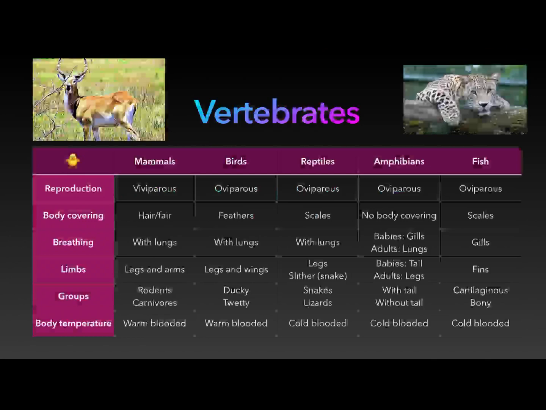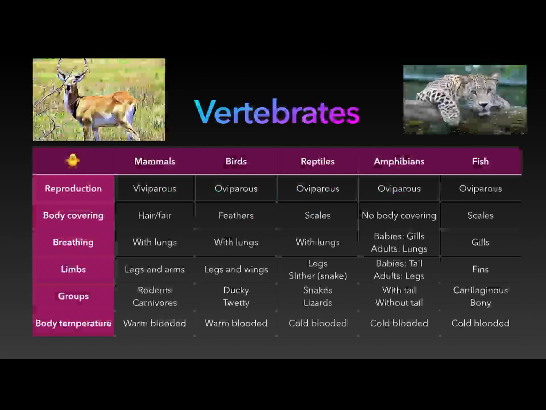Amphibians are oviparous. They don't have body covering. When they are babies, they breathe with gills, and when they are adults, they breathe with lungs. When they are babies, they have a tail, and when they are adults, they have legs. 2 groups are with tail and without tail, and they are cold-blooded.